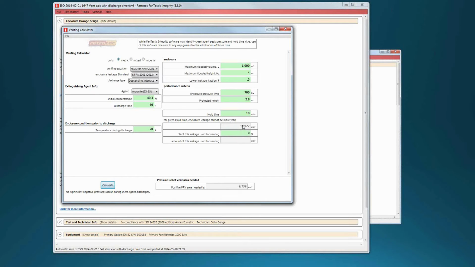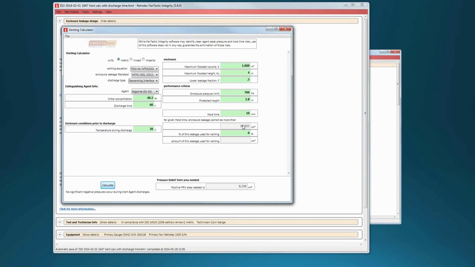We can go down to 10,000. There's actually a little bit of a gap there. So we could actually have an enclosure of these dimensions. We could be discharging Argonite. If we had no pressure relief venting at all, we would know that the enclosure pressure limit would be around 700 pascals. Essentially, what is happening here is the tightening that has to occur in the enclosure is defining how much peak pressure we're going to get.